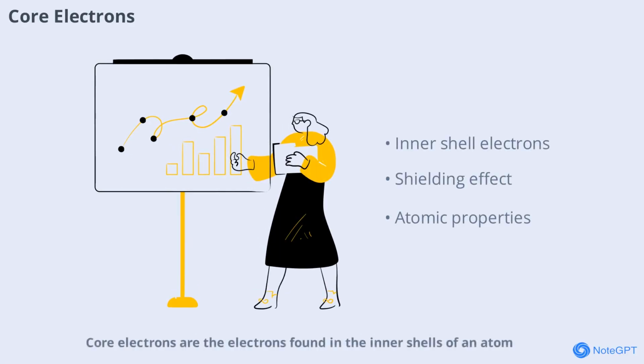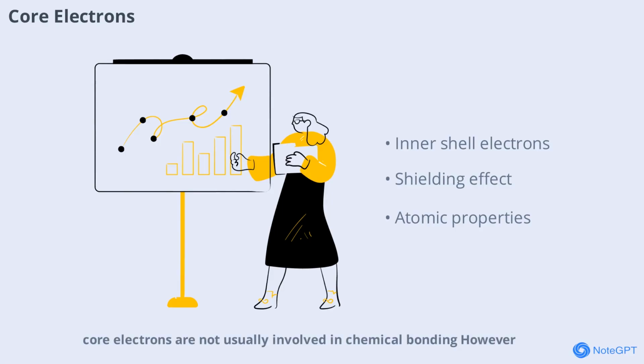Core electrons are the electrons found in the inner shells of an atom, closer to the nucleus. Unlike valence electrons, core electrons are not usually involved in chemical bonding. However, they play a role in shielding the valence electrons from the full charge of the nucleus, affecting the atom's properties.